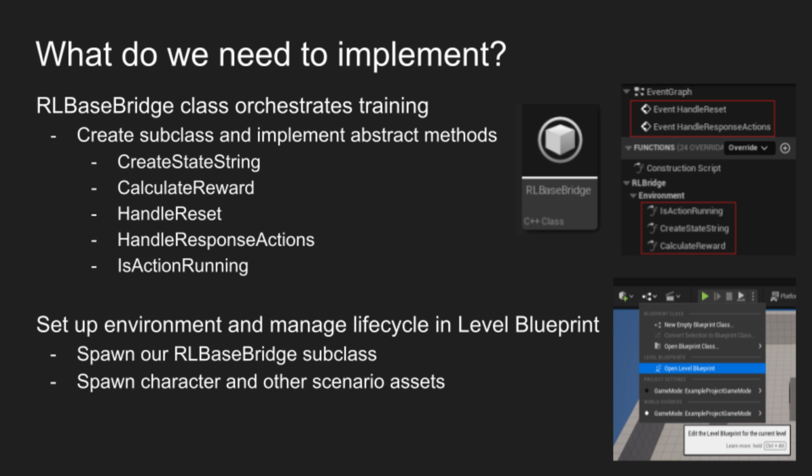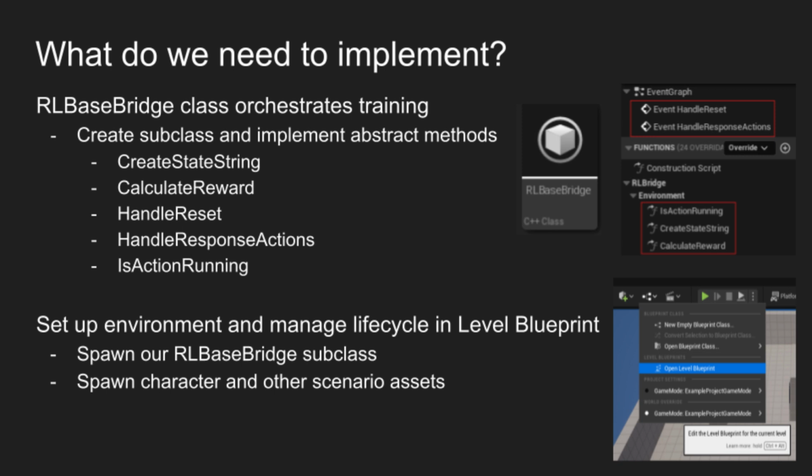So, what do we need to start training? The development process for this framework is pretty simple and streamlined. All training is essentially managed by the RL-based bridge class. To utilize it, we create a subclass and implement its abstract methods. These methods form the core of the training loop we talked about earlier, and where you'll incorporate your own custom logic to dictate the training process and achieve your desired behavior. The lifecycle of our environment and training will be handled inside the level blueprint. Here, we will initialize our RL-based bridge subclass, spawn the actors and obstacles necessary for simulation, connect to the Python module, and ultimately begin training.